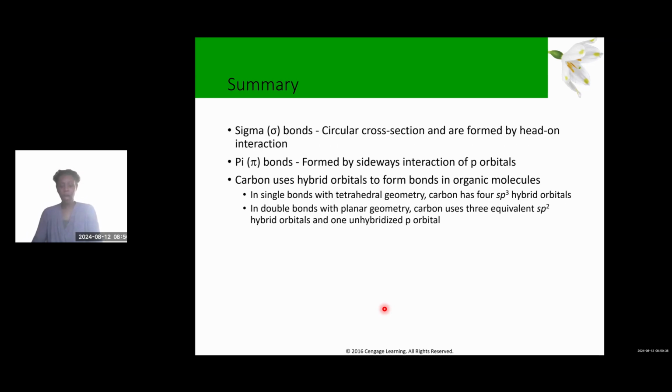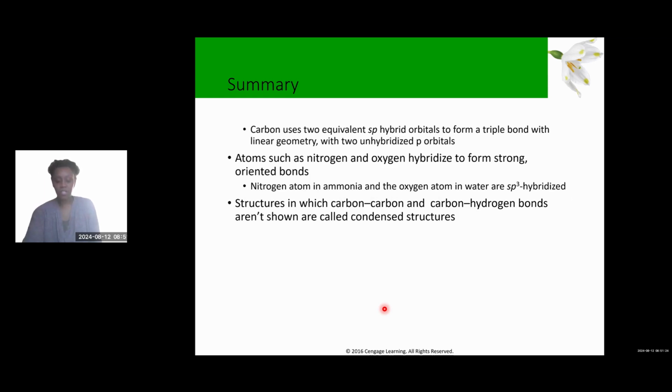And then last, we're getting close to the end. We have the sigma bonds and the pi bonds. We know that sigma bonds are orbitals that overlap like this, whereas pi bonds overlap based on perpendicular p orbitals. Carbons use hybrid orbitals to form bonds in organic molecules. In single bonds with tetrahedral geometry, carbon has 4 sp3 orbitals. In double bonds, with planar geometry, carbon uses 3 equivalent sp2 hybridized orbitals and 1 unhybridized p orbital. So you have 3 sp2s and 1 p orbital. Notice it's always 4: 4 sp3, or 3 sp2s and 1 p orbital, still a total of 4 because it's tetrahedral.